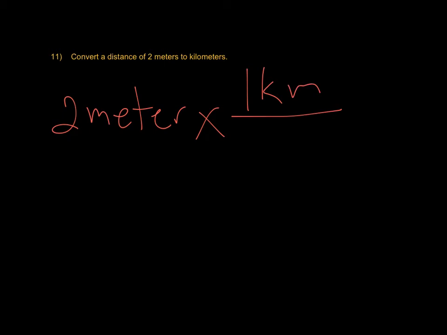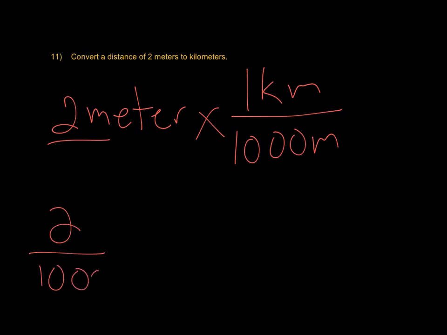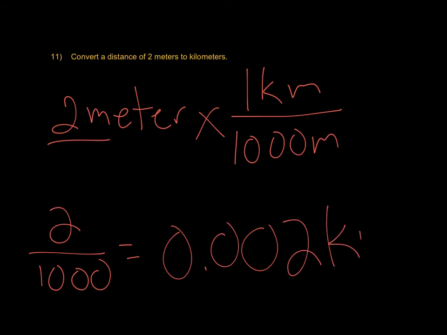Convert 2 meters to kilometers. Well, you need to know how many meters there are in 1 kilometer. 2 meters, 1 kilometer, we're trying to convert to kilometers, so that's going to go on top. 1 kilometer, we saw this a couple slides ago, kilo means 1,000 base units, meters is the base unit. So 1 kilometer is equal to 1,000 base units, which means 2 meters times 1 over 1,000, which is the same as 2 divided by 1,000, equals 0.002 kilometers.